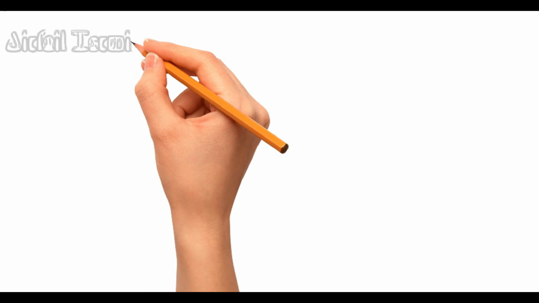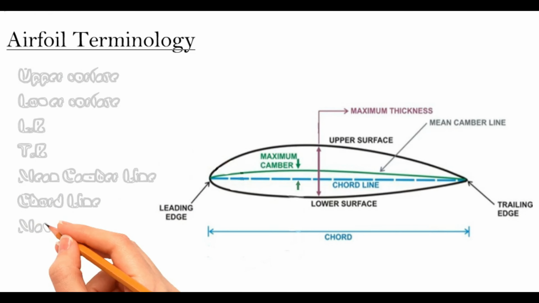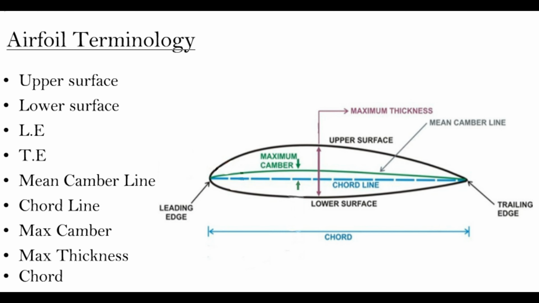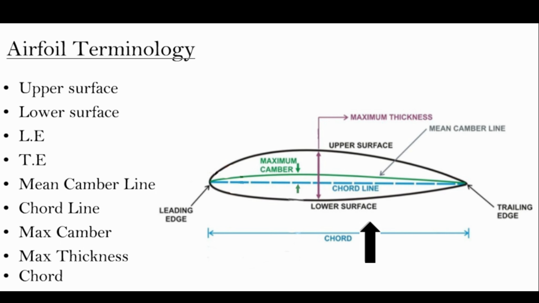Now let's come to the airfoil terminology. Here you can see the various parts of the airfoil illustrated, so we will discuss each one of them. The first one is the upper surface, which is also known as the suction surface due to the low static pressure. The next one is the lower surface, which is the bottom surface of the airfoil. It is also called the pressure surface due to the higher static pressure, that is lift.